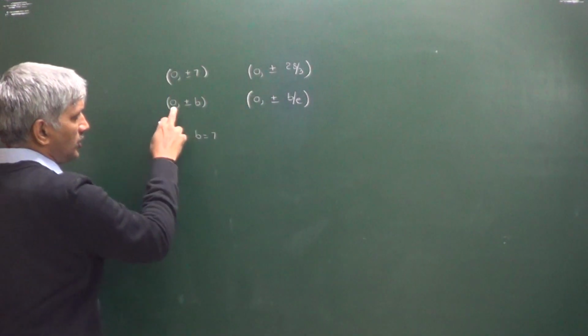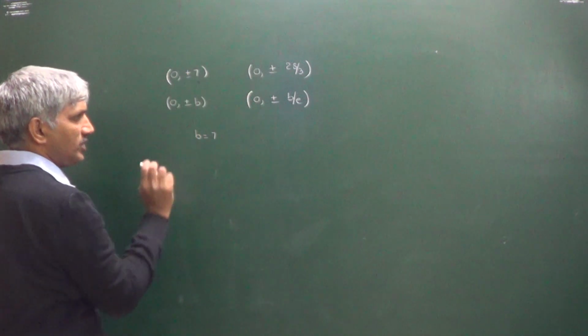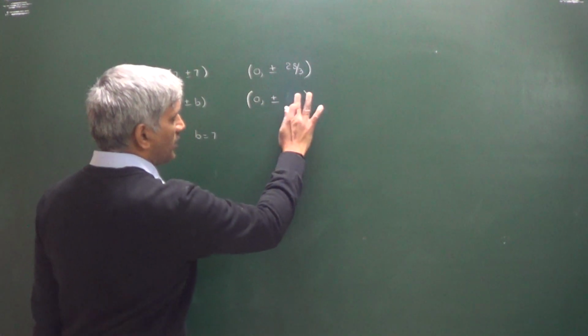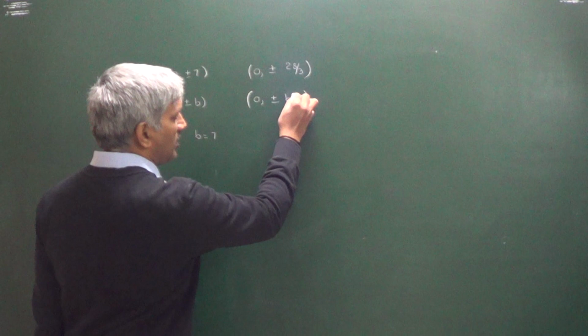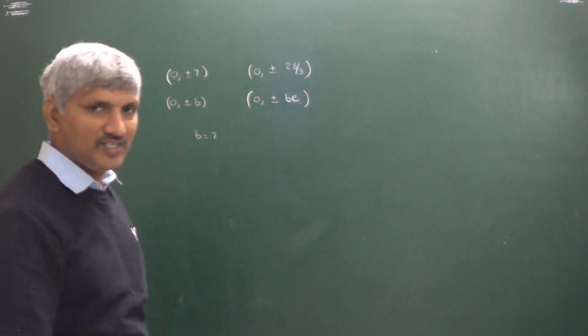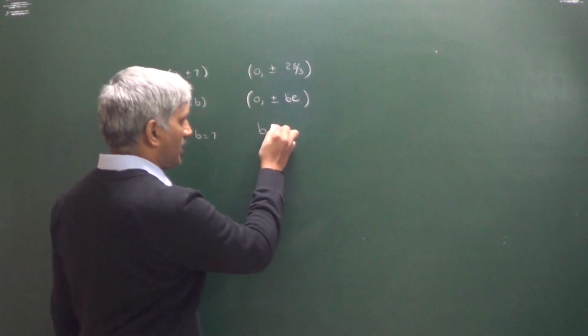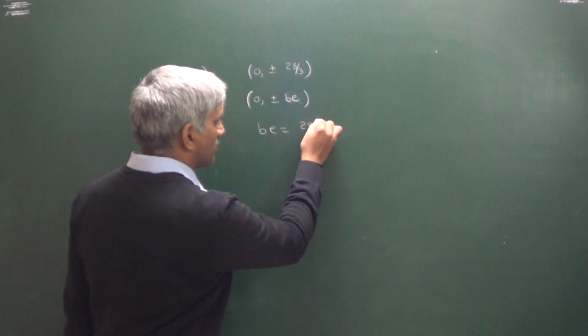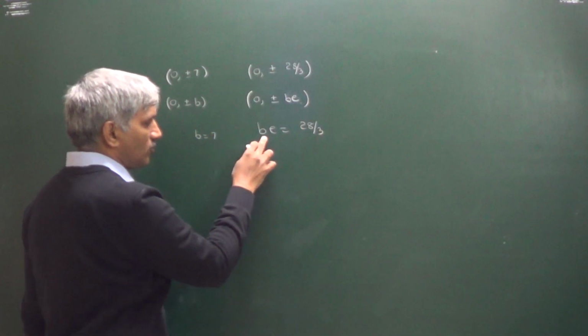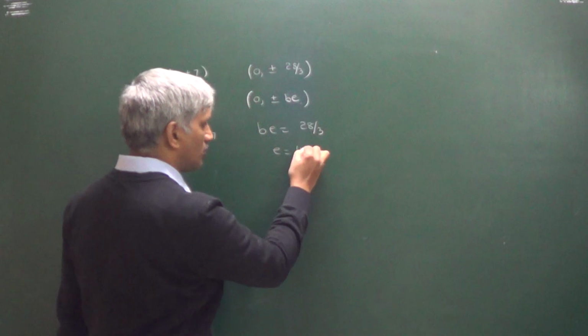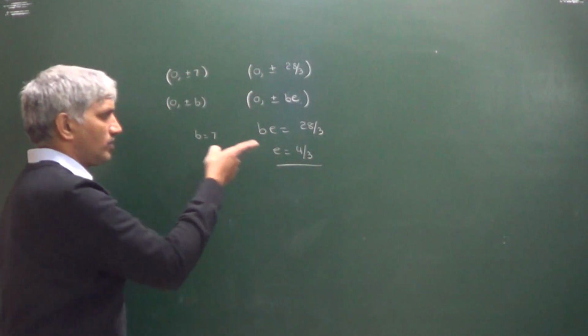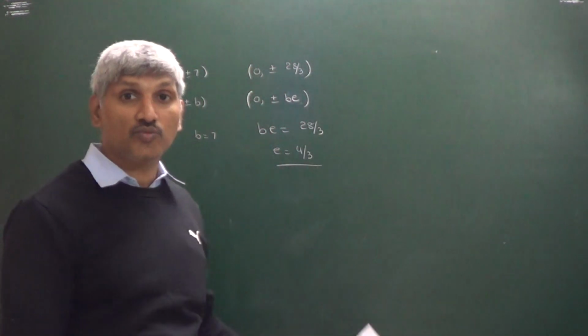Coordinates of the focus 0 comma plus or minus b, that's why b is equal to 7. Here coordinates of the focus 0 comma plus or minus b, right? So that's why we are getting be is equal to 28 divided by 3. b value is equal to 7, so we will get e value is equal to 4 by 3. So that's why we will get a hyperbola, because e value is more than 1.